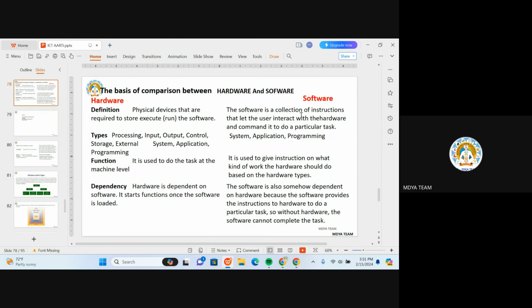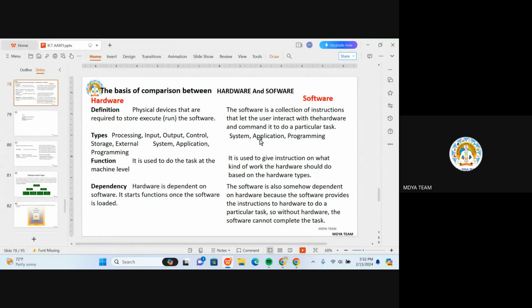Yes, software is a collection of instructions that let the user interact with the hardware. There are so many instructions in the software. So when we want to execute and use that software, we need hardware. Without hardware, we can't execute or use that software. We need space to store that software, and we need hardware to execute that software.